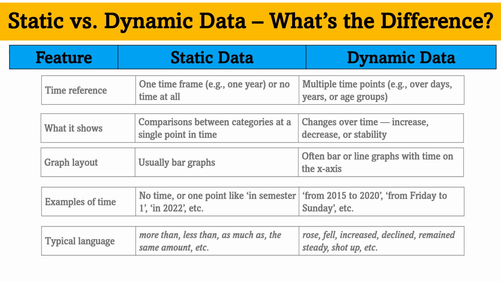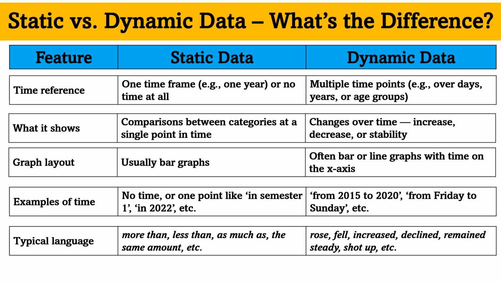So, as you can see, the type of data affects not just what you see, but also how you describe it. But why is this distinction important? Because recognizing whether the graph is static or dynamic helps you decide what structure to use, what vocabulary to choose, and what kind of features to focus on when writing your IELTS Task 1 report.